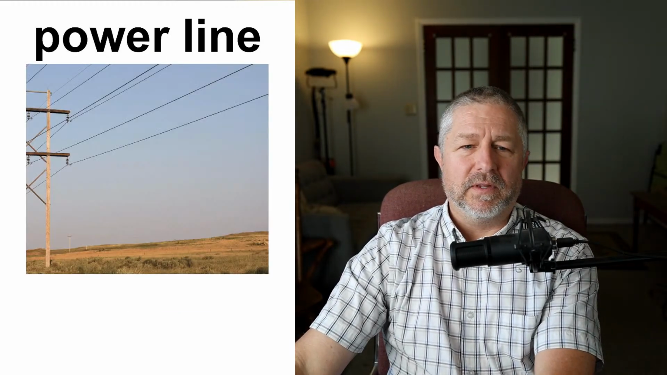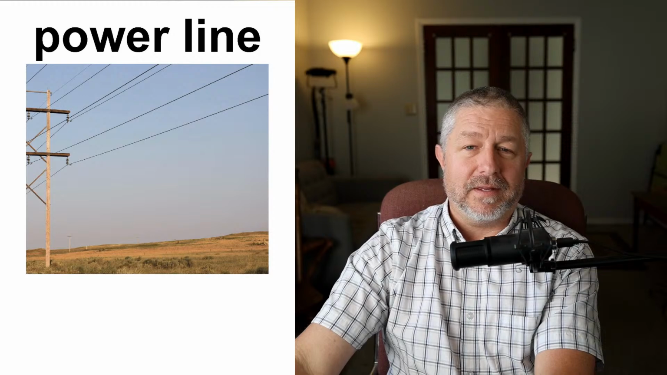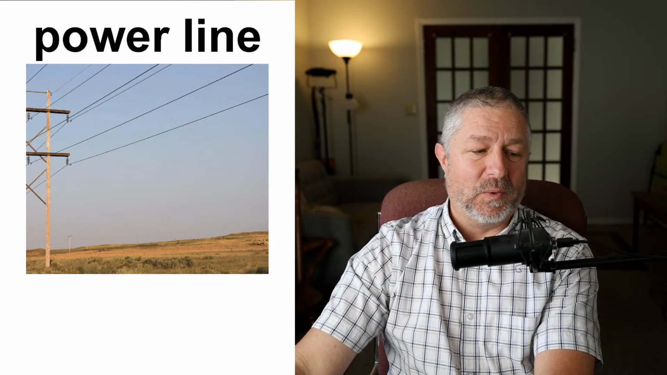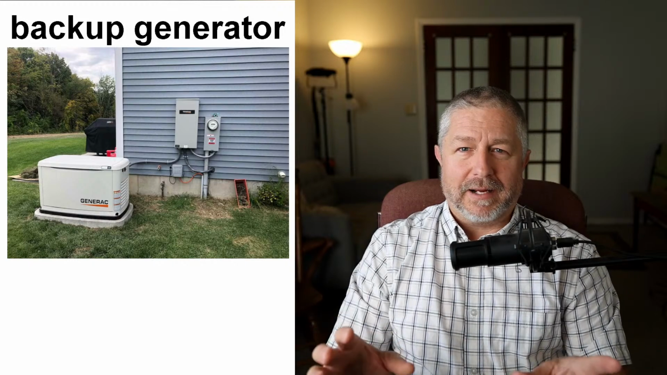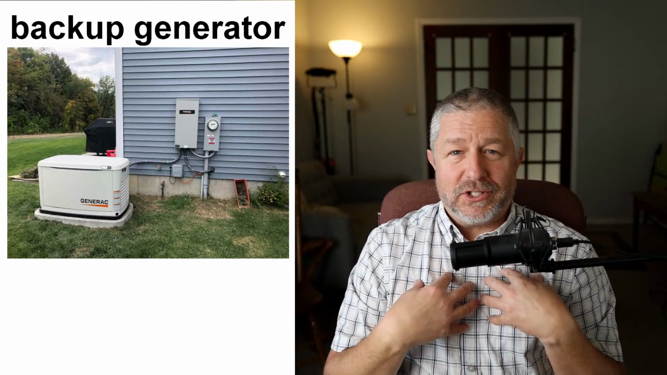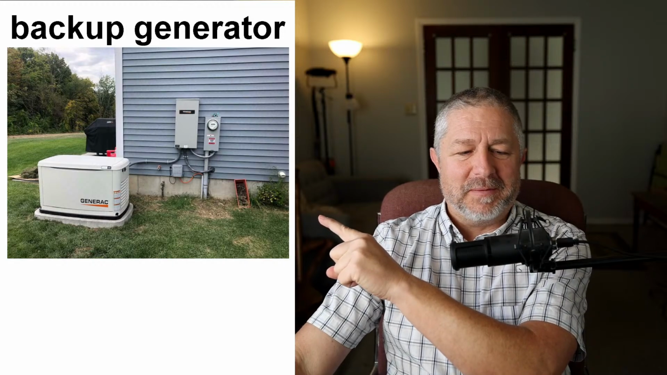And then we have the lines are actually called power lines. That's what I would refer to those as, the power lines at the top of the utility pole. If you're lucky, you might have a backup generator. I have a generator, but it's not like this one. This is an automatic backup generator.